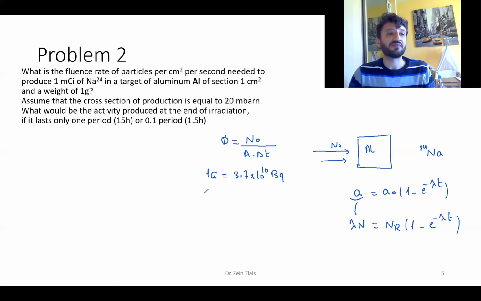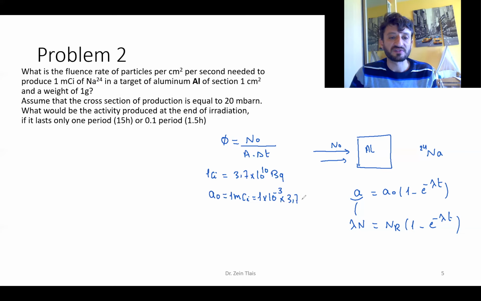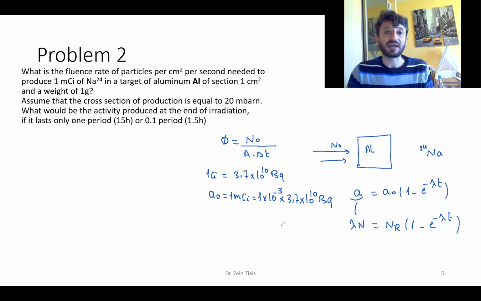And here we have production activity. When I say production activity of unstable element, it means A0, okay? We have A0 equals 1 mCurie, which is equal to 1 times 10 power minus 3 Curie, equals 3.7 times 10 power 10 Bq. Okay, I repeat, production activity means A0, because I produce the unstable element sodium 24.